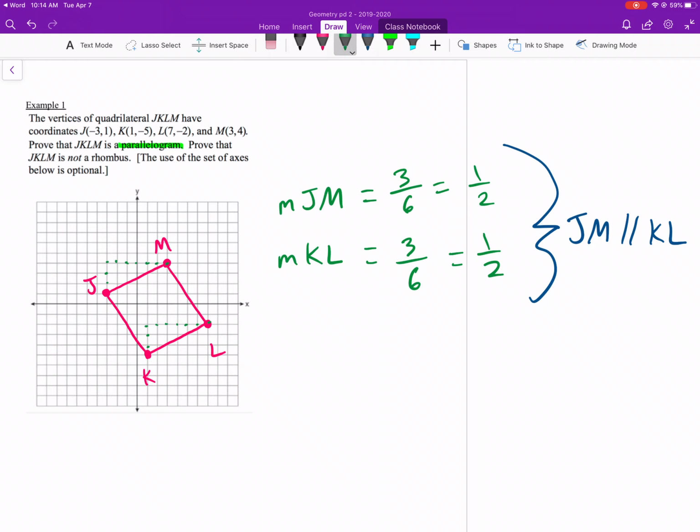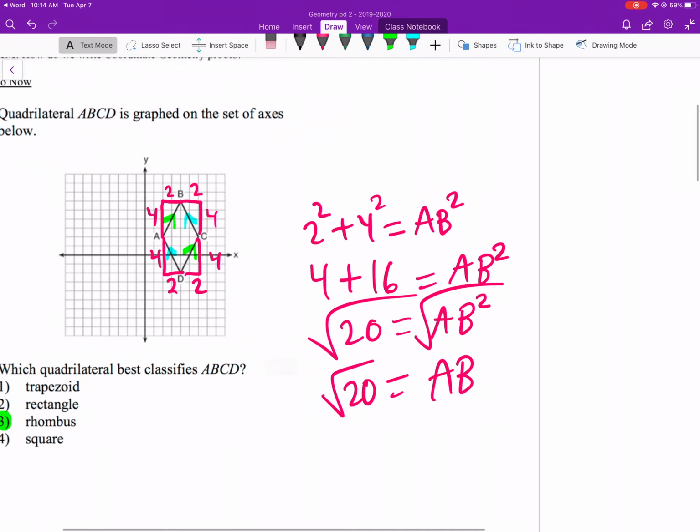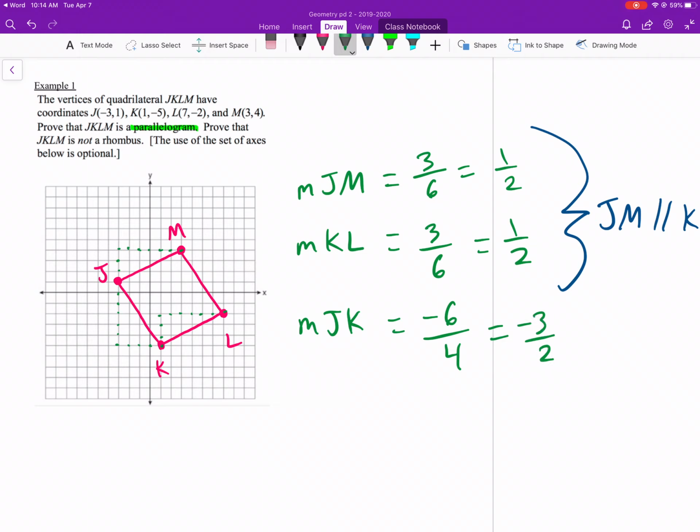Okay, now we need to also show this for the other pair of opposite sides, because both pairs, just like the do now, where both pairs of opposite sides are parallel, we need to show that here as well. So for JK, the slope of JK, now it's going to be a negative slope, down 1, 2, 3, 4, 5, 6, right 1, 2, 3, 4, so down 6, right 4. That will simplify to -3 over 2.